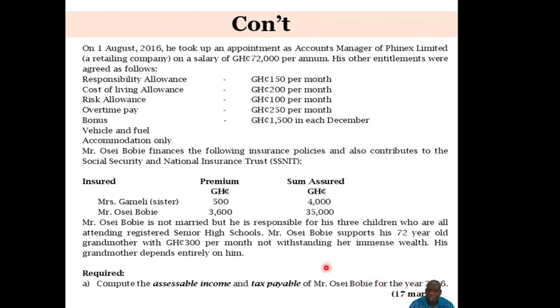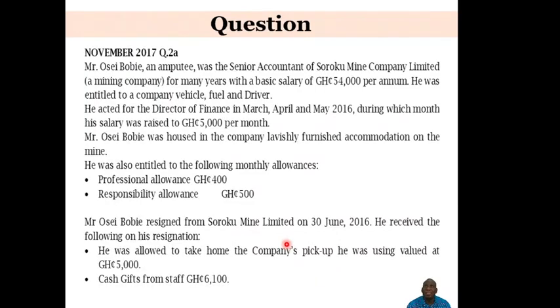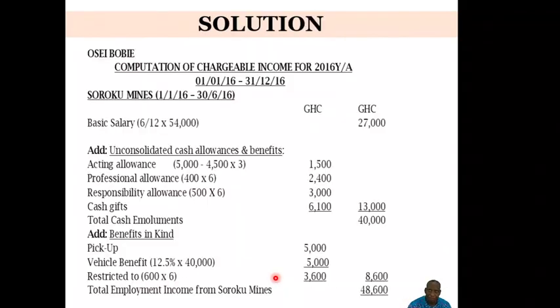Now, in this question, you realize that in the 2016 year of assessment, Osebobie has worked at 2 places. The first place was the Soroku Mines, where he worked up to June. So in working this question, though the basis period will be from January to December, you further break it down. So let me project a solution so that we don't waste too much time.